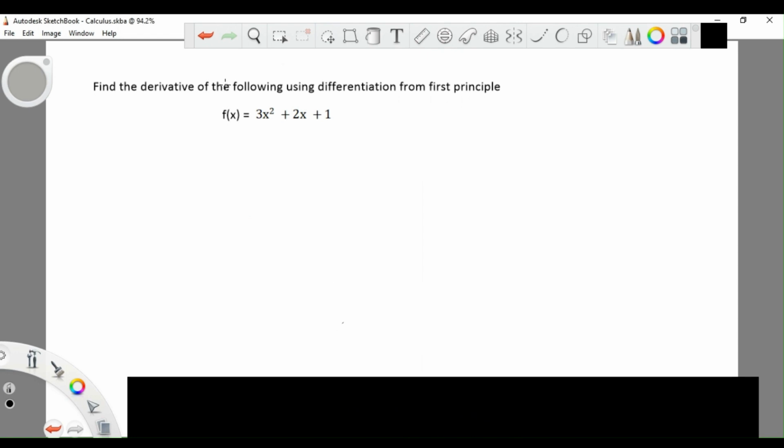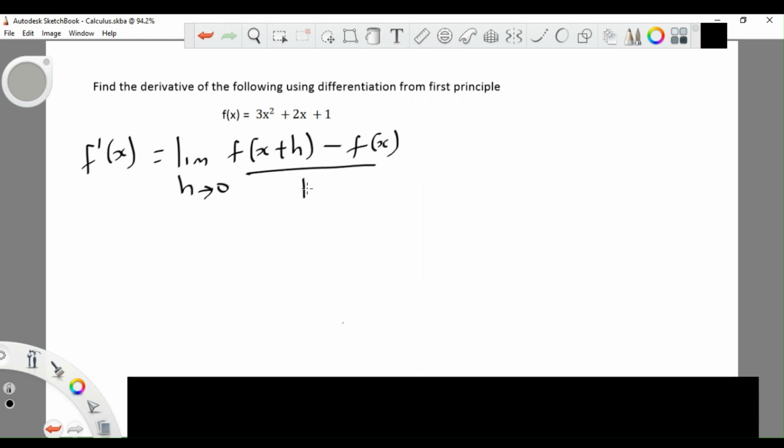Let's look at our next question. Here we are asked to find the derivative of 3x squared plus 2x plus 1. Again, remember the formula is f prime of x is equal to the limit as h tends to 0, f of x plus h minus f of x over h.